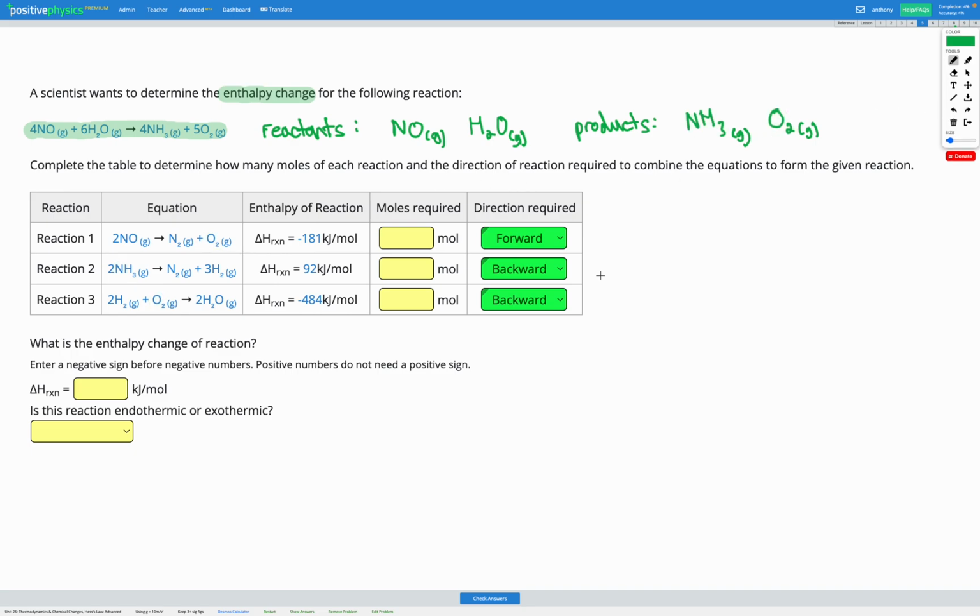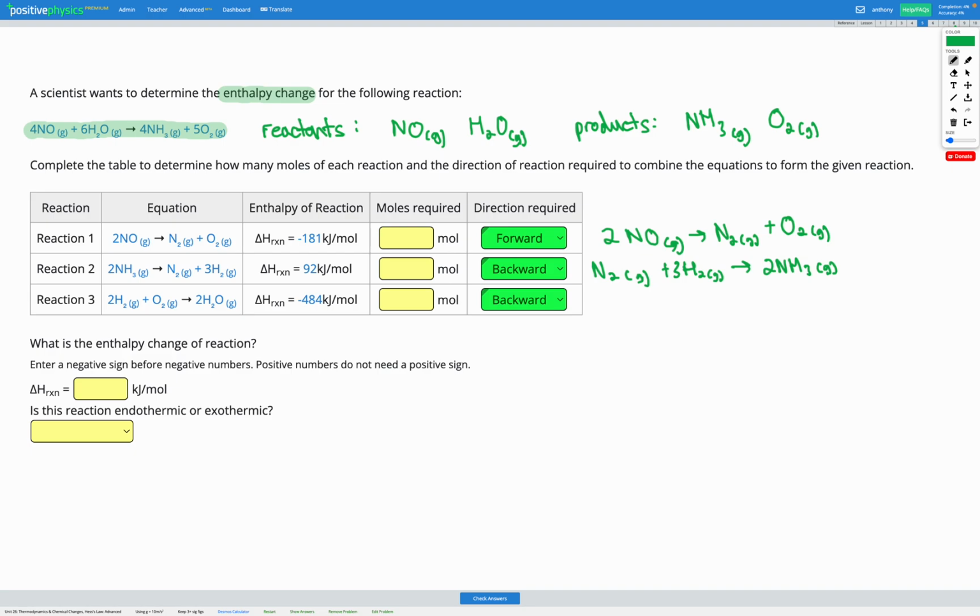Let's go ahead and write out our equations now, but using the direction that we've decided. So reaction 1, it's forward, so that's just going to look the same. So we've got 2NO gas goes to N2 gas plus O2 gas. For reaction 2, we've decided that has to be backwards, so we're going to put the products first. So we've got N2 gas plus 3H2 gas goes to the reactants, which is 2NH3 gas.